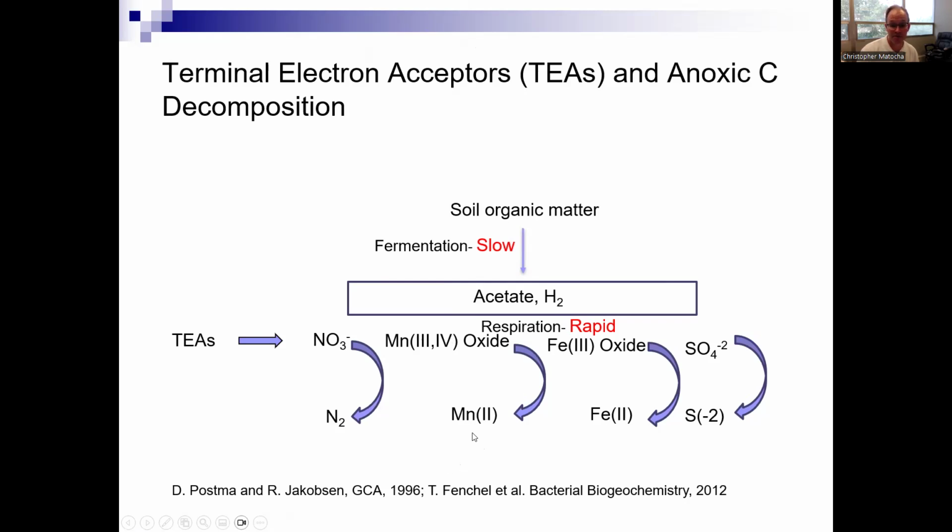And the prevailing view I have listed in red is that fermentation is slow, meaning it's rate determining. And things like acetate don't accumulate to any significant extent because once they're produced, they're immediately utilized by respiration processes. So this is rapid. And this is work done in the biogeochemistry literature, including Dick Postma, who's done some of the classic work looking at this process and providing some nice guidance here. So that's the prevailing view.